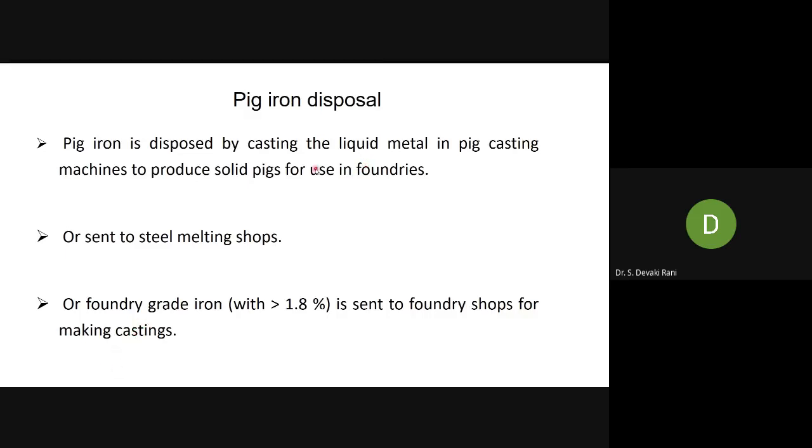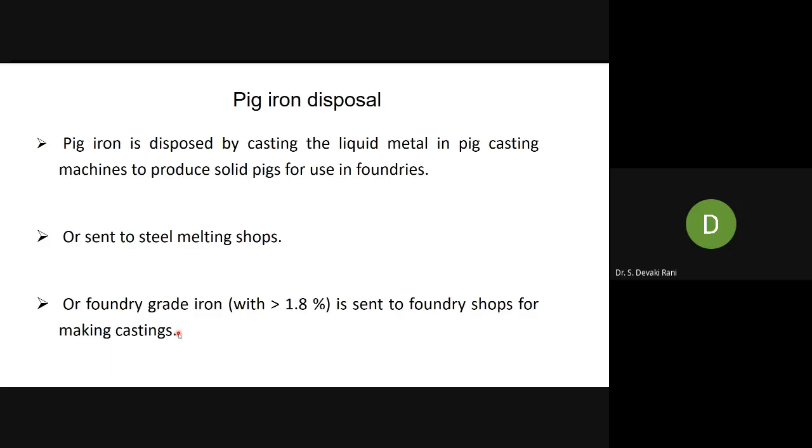Some steel plants will have their own foundries. So about 20 to 30% of the pig iron is taken to their foundries and the rest is taken to the steel plant. Or they will take the pig iron to their own foundries, and later the solid pigs can be sold to other foundry shops nearby, outside the steel plant. You understood? I will repeat again. Pig iron disposal is: one goes to the steel making shop for melting, one goes to their own foundries, or it may go to the foundries outside the steel plant.